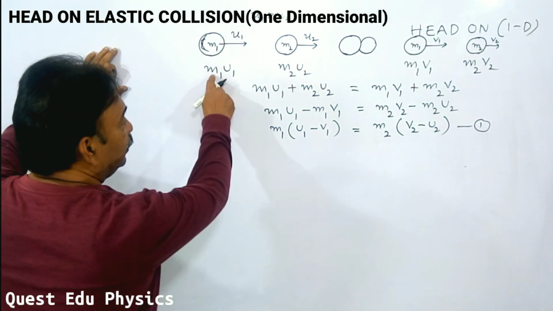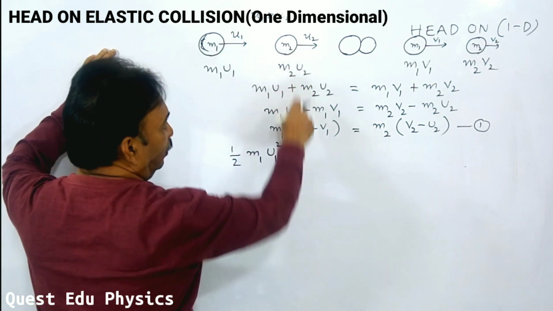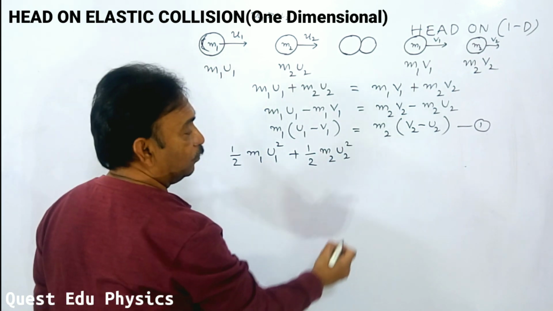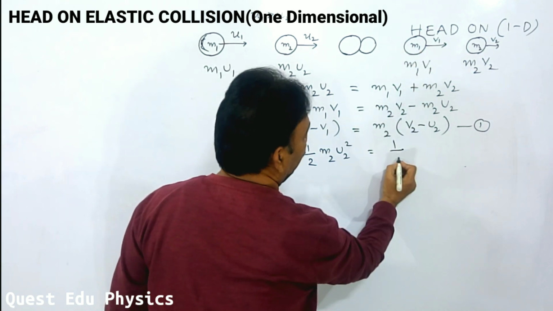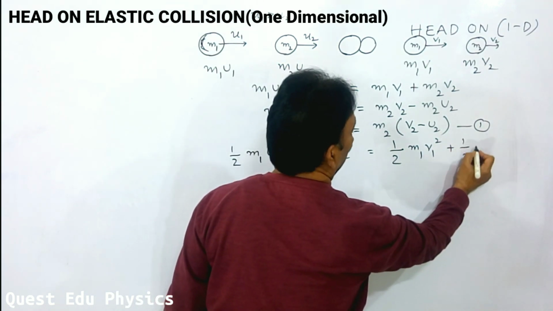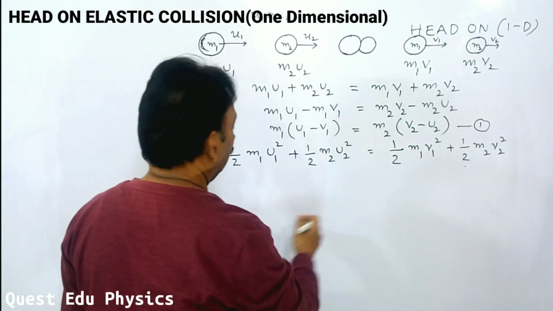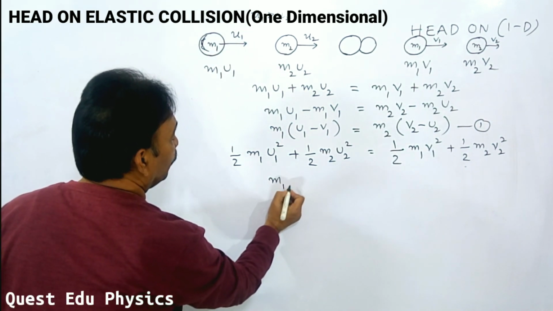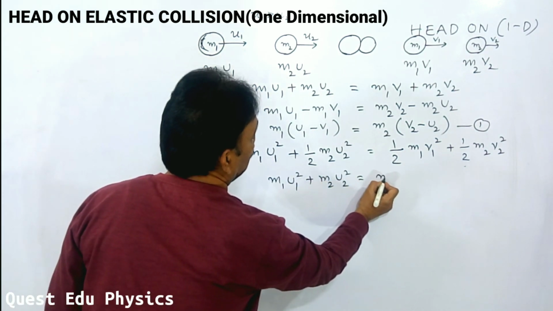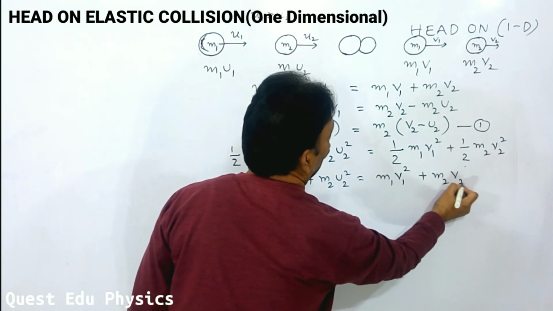Meaning what? It has the kinetic energy, half m1 u1 square plus half m2 u2 square is equal to the final kinetic energies, half m1 v1 square plus half m2 v2 square. Okay students, we are cancelling half. And what do you get? m1 u1 square plus m2 u2 square is equal to m1 v1 square plus m2 v2 square.